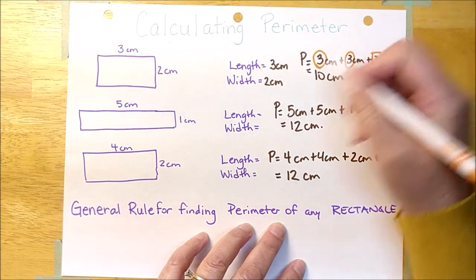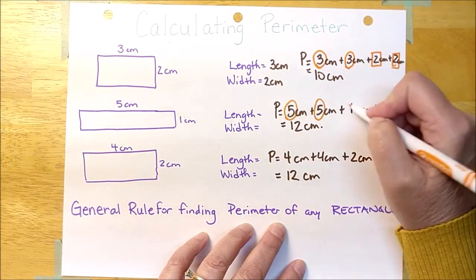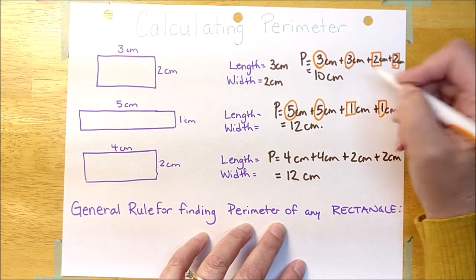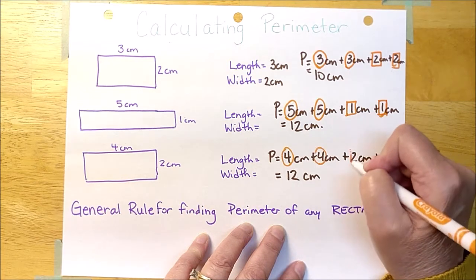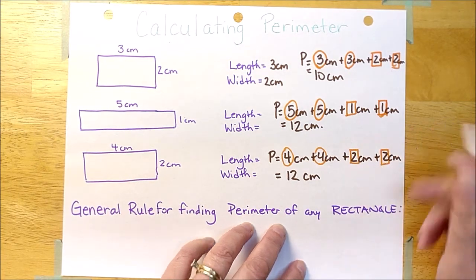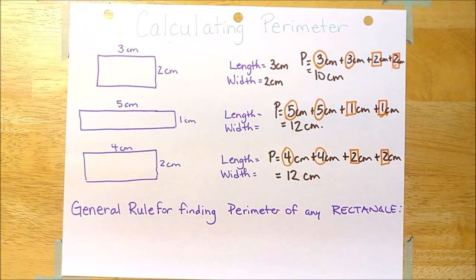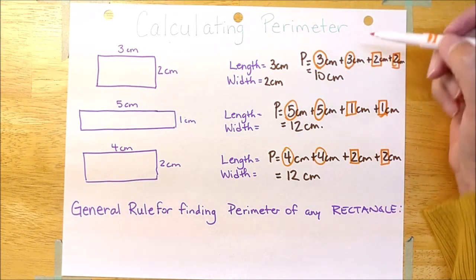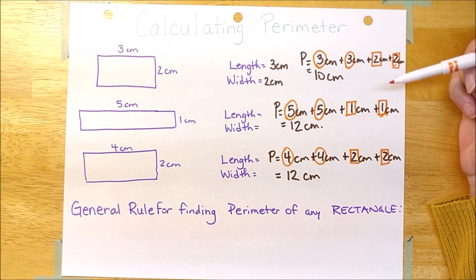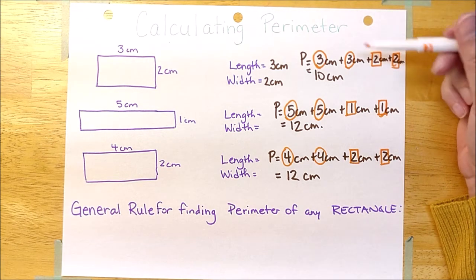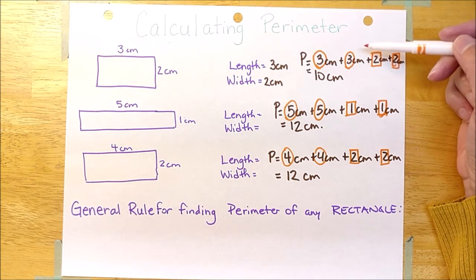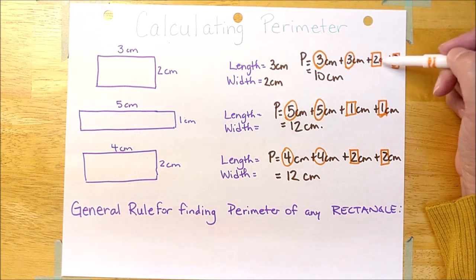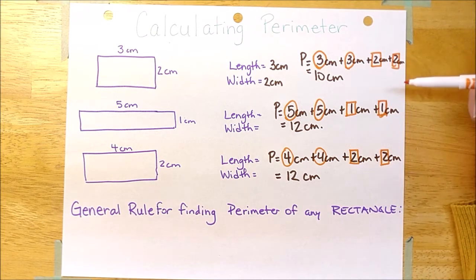So here I am. I'm going to put some circles around my lengths. And I'm going to put some squares around my widths. So, are any of my equations the same? Yes, my numbers inside the two circles are the same, and my numbers inside the two squares are the same for each one, so they are the same.